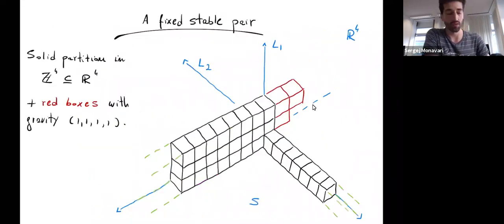Let me give an example just to visualize this. How do these fixed points look? They look like some packing of boxes in 4 dimensions. Of course, I cannot draw in 4 dimensions. And then you have to plug in some extra red boxes that follow some gravity rules. So it's very fun to do and very explicit.